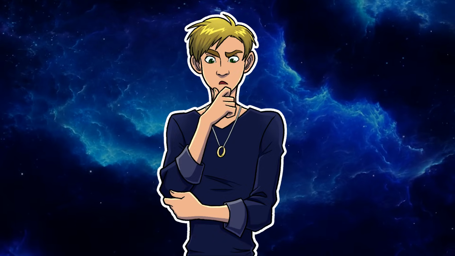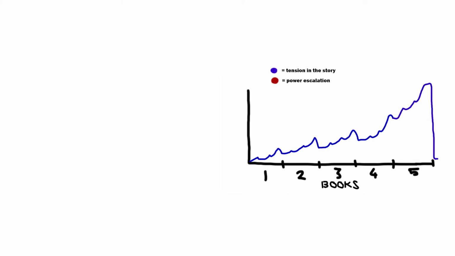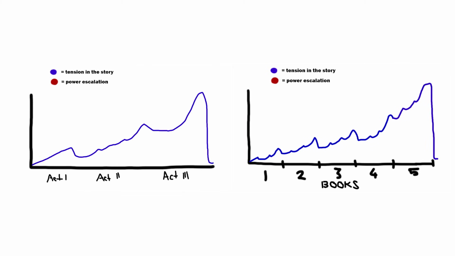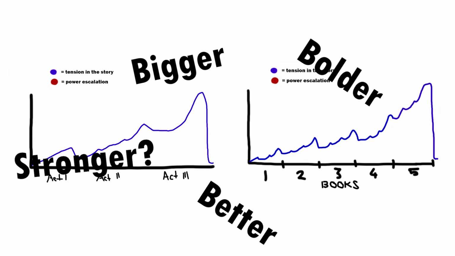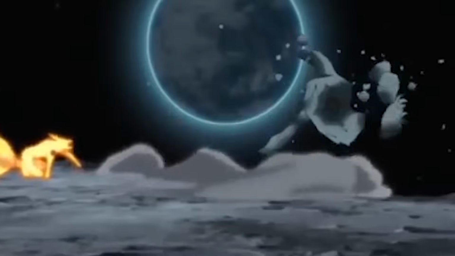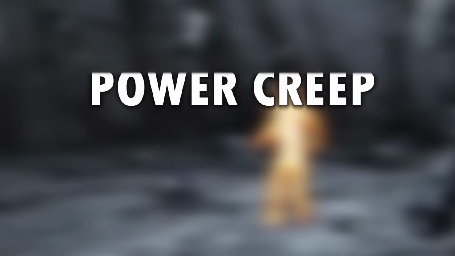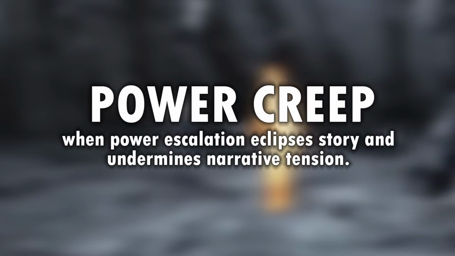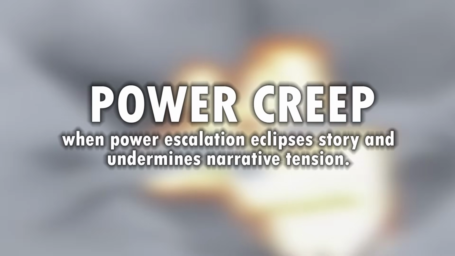Some writers fall into the trap of thinking that because either each story in a series or the arc of their single book is continually bigger, better, bolder, stronger, faster, more, with continually grander displays of the power system, that it will be more exciting and emotionally investing. But no, of course not. This is called power creep, and it's when power escalation eclipses story and undermines narrative tension.